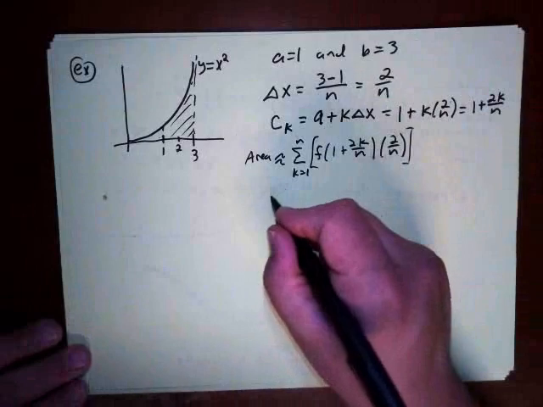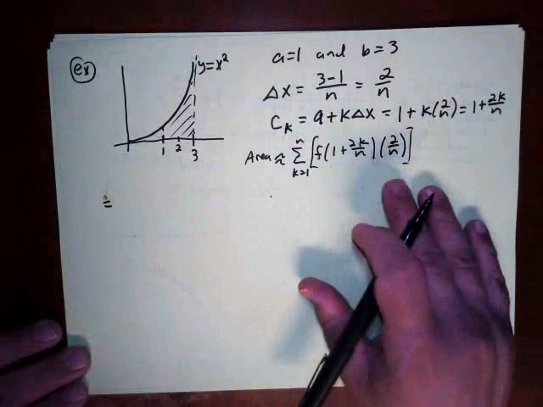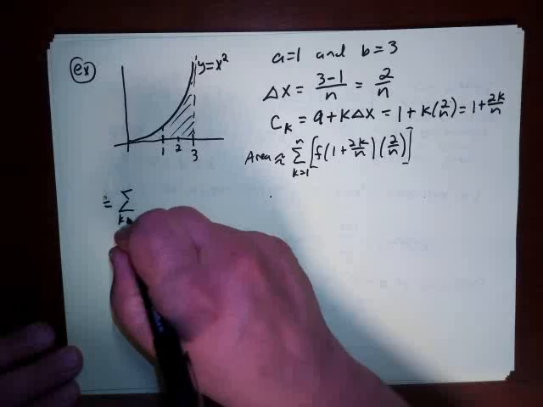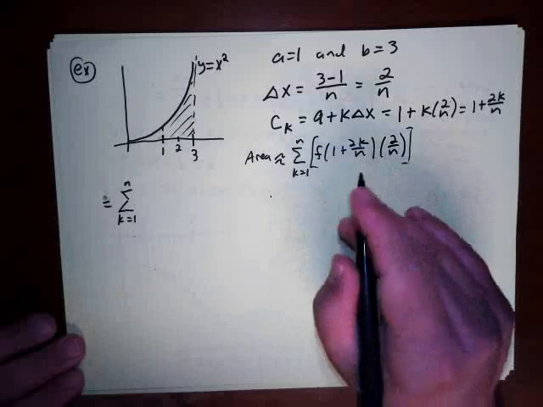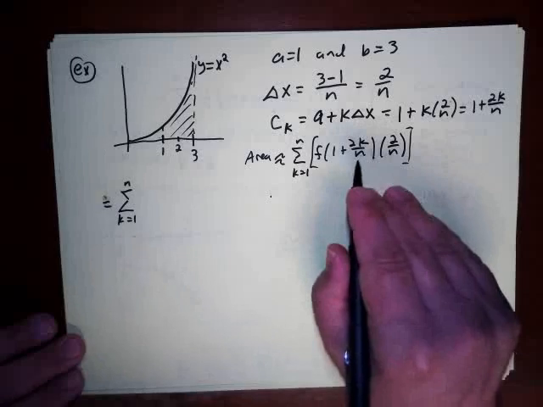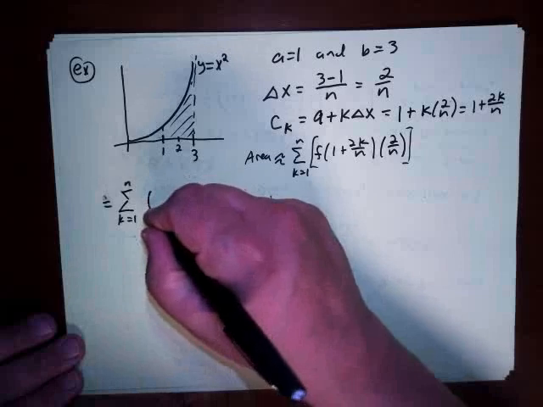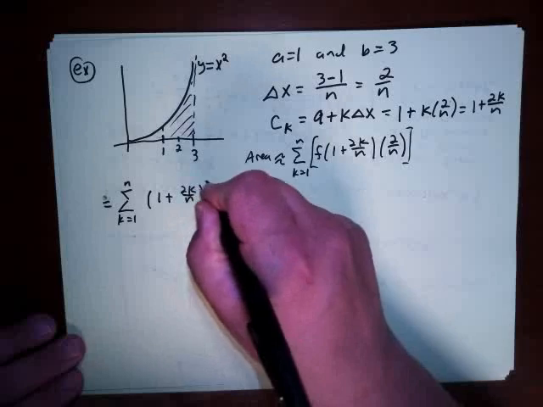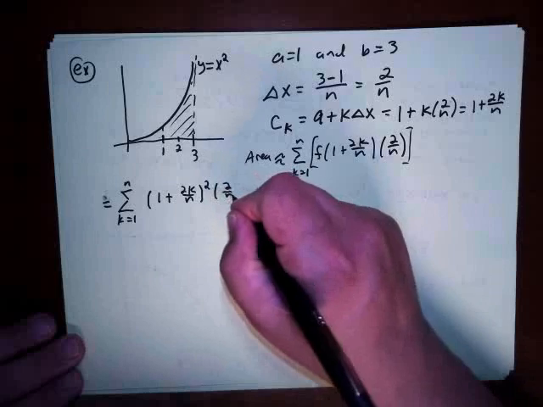Okay, and then I'm going to go down here, and I could rewrite this as the sum k equals 1 to n, and I'm going to plug the 1 plus 2k over n into my function, which is x squared. So that's really going to be 1 plus 2k over n quantity squared. So that's this in the function, and then I've got to multiply that by 2 over n.